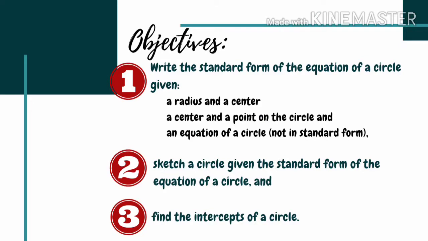We will have 3 goals for this week's lesson. At the end of the lesson, you are expected to be able to write the standard form of the equation of a circle given a radius and a center, a point on a circle, and an equation of a circle that is not in standard form. Also, you are going to sketch a circle given the standard form of its equation, and lastly, you are going to find the intercepts of a circle.